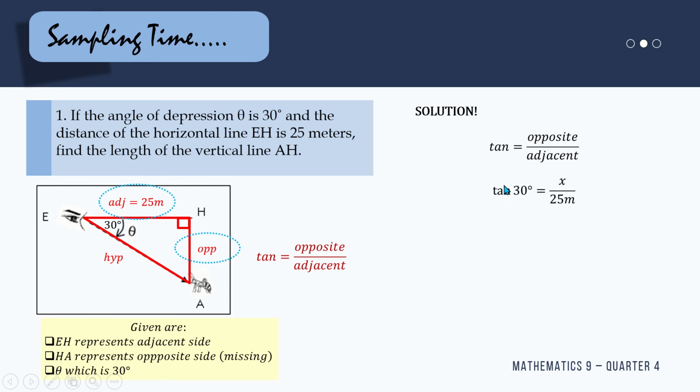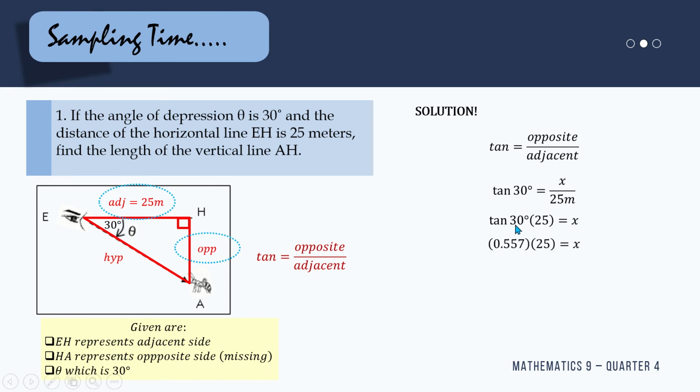So what you can multiply is the denominator, 25 meters. Then the x is multiplied by 1, imaginary over 1. So what will happen? Tangent 30 degrees times 25 na lang. You can also ignore the letter M, which stands for meter. You can just ignore the units. Is equivalent to x.